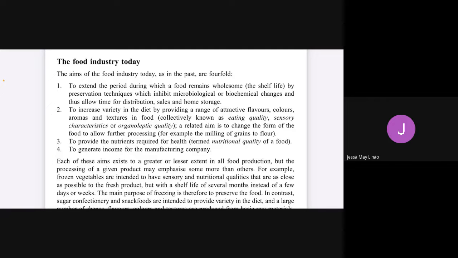No, una is to extend the period during which a food remains wholesome or shelf life by preservation techniques which inhibit microbiological or biochemical changes and thus allow time for distribution, sales, and home storage. Therefore, kung pwede lang unta forever ang food, dili madaot, himuon na dere sa food industry. But mukaon po, kaya pun mo ka ng food nga di madaot. If ever lang, hypothetical question.